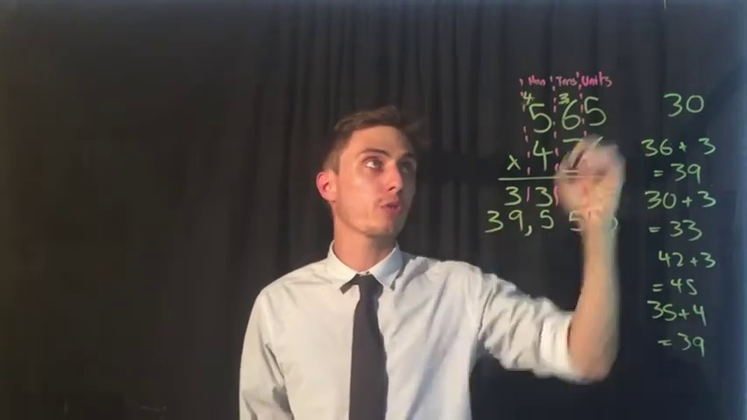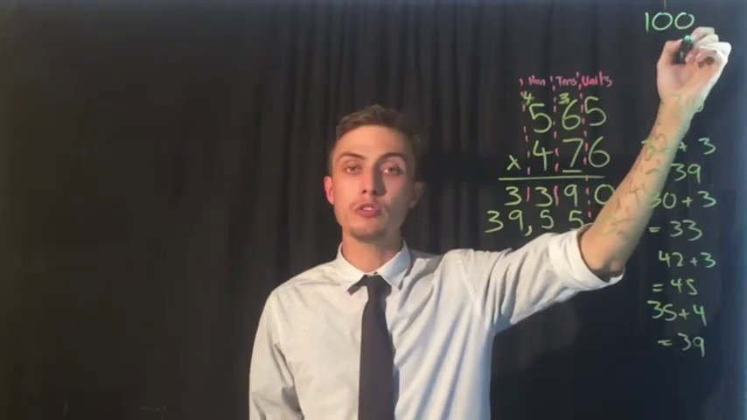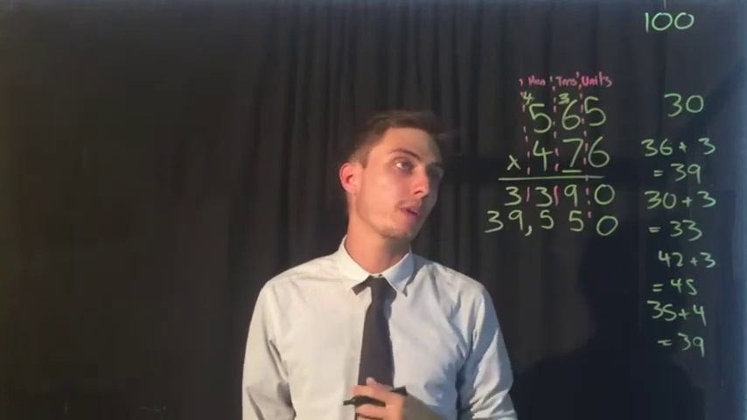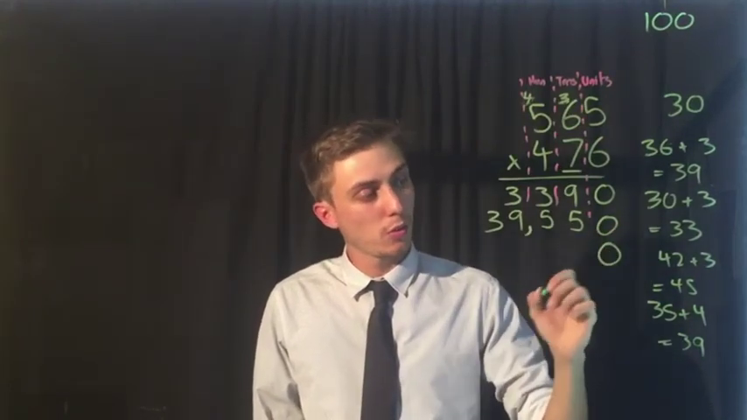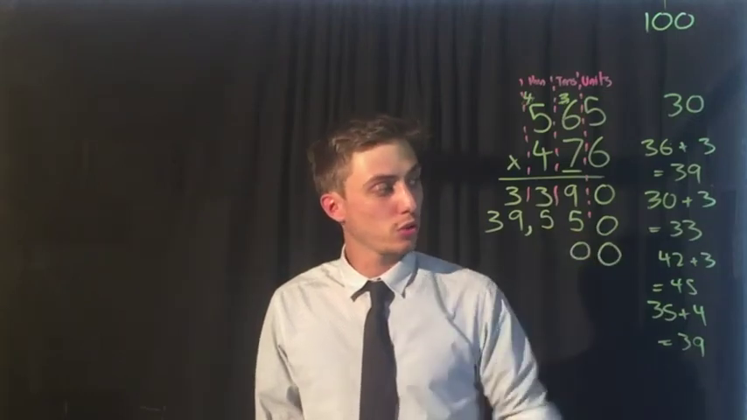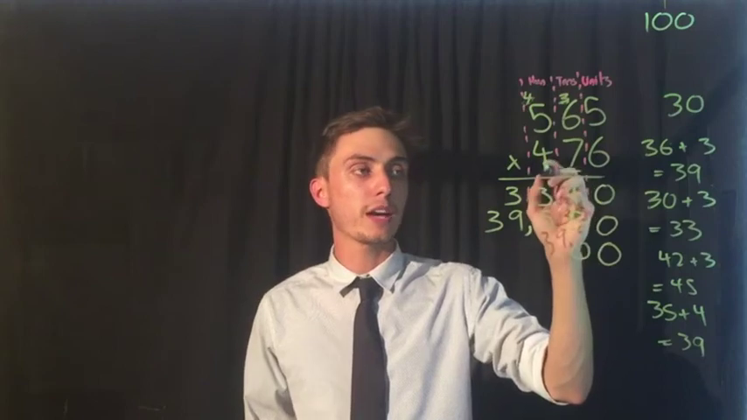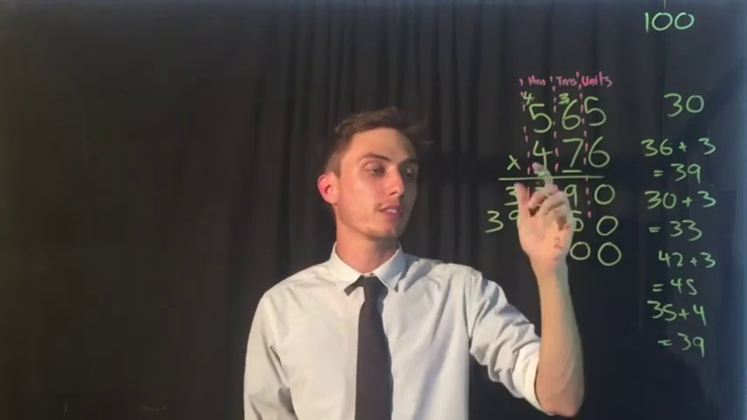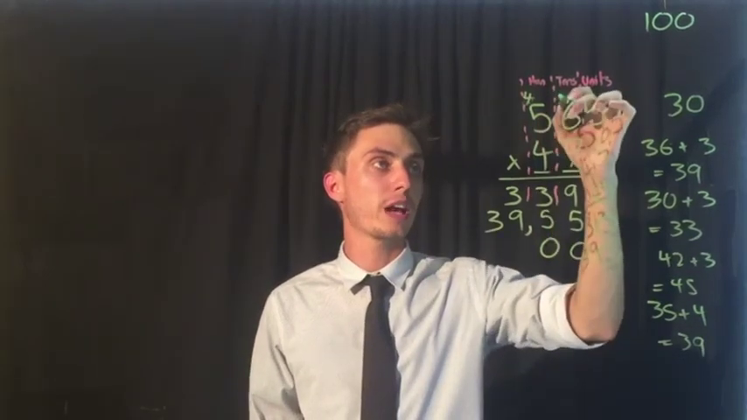So we know with 100 that it is followed by 2 digits. Okay, there are 3 digits in a number that is 100. So here we add 2 zeros to fill in our spaces. And we start. 4 times 5, we get the answer 20. We write our 0, and we carry our 2.